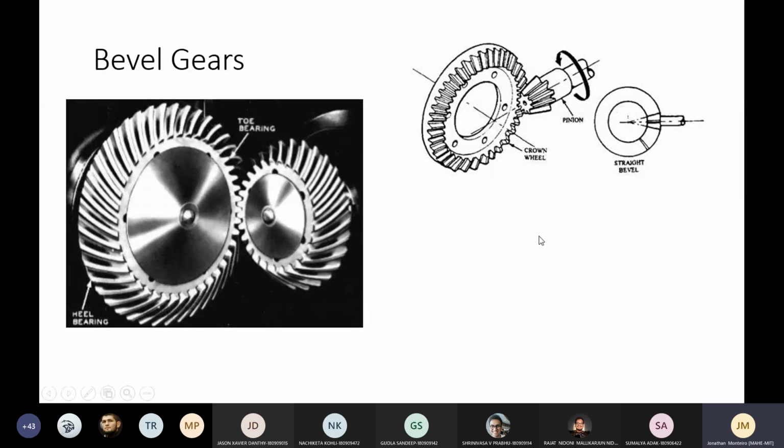So bevel gears, we have seen them, we use them in our daily life for many different purposes, just like what we do for helical and spur gears. So what is the difference that you can find when you compare spur, helical and bevel? So what are the things that strike you?